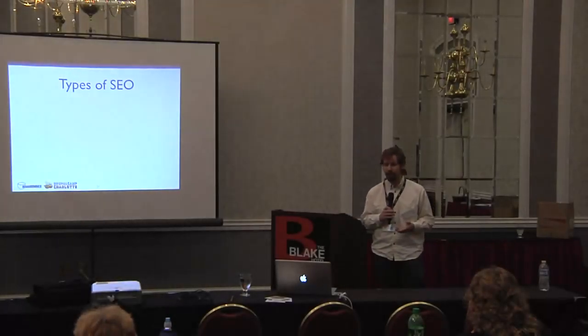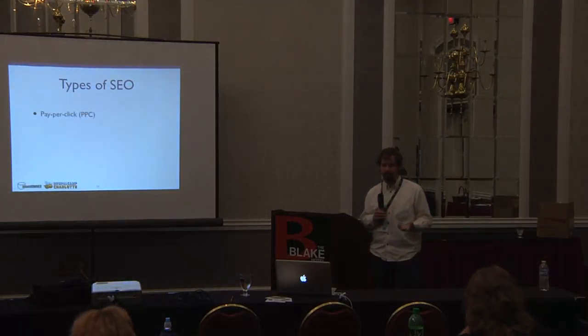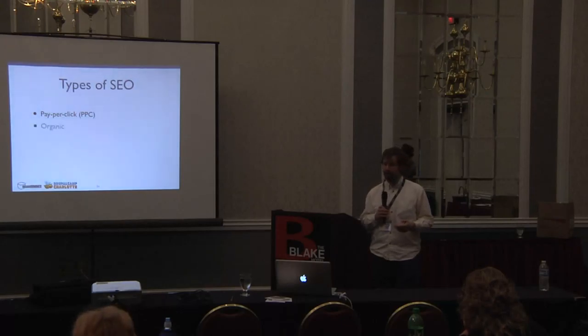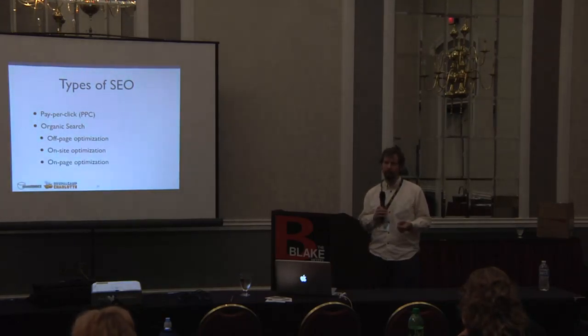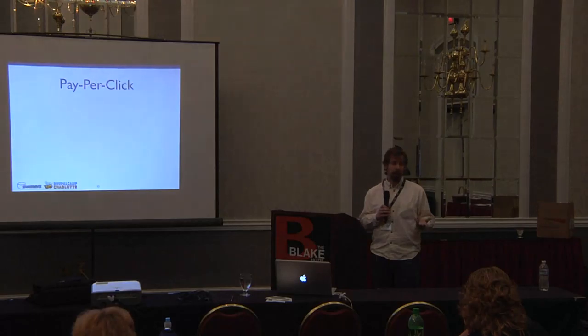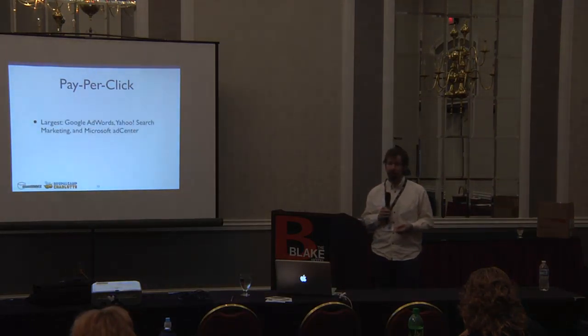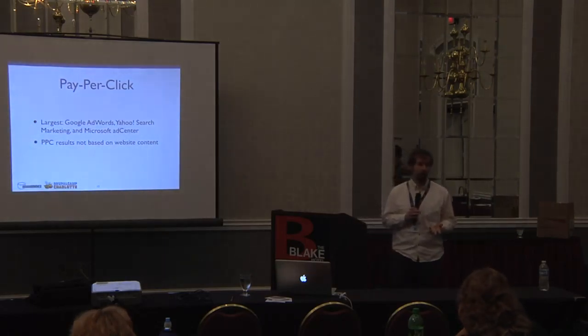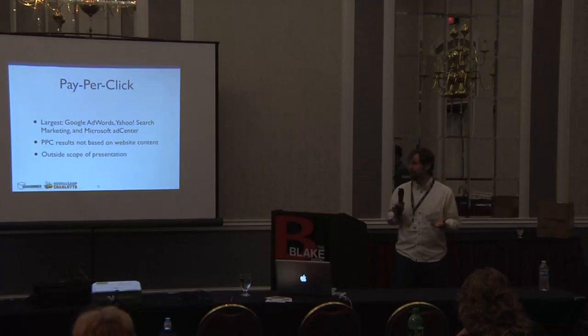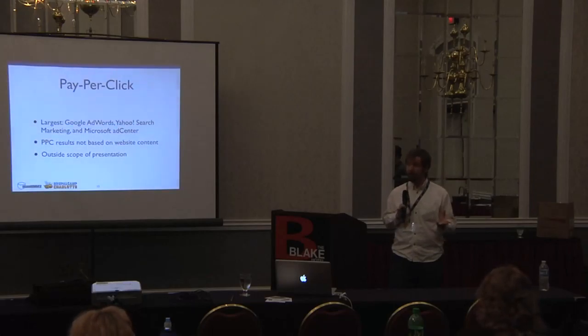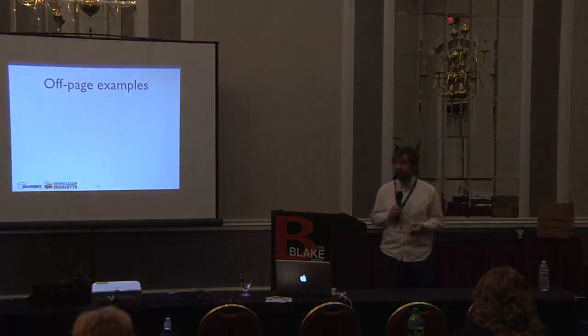So there are a couple different types of SEO. One you may be familiar with is pay-per-click. There's also organic search. With organic search, there are a lot of different things that you can control: off-page optimization, on-site optimization, and on-page optimization. Pay-per-click is essentially advertising: Google AdWords, Yahoo Search Marketing, Microsoft adCenter. It's not really based on your website content, so not really relevant to exactly how you set your website up. We're not going to cover that a whole lot, but it is a way to drive traffic to your site, so you should at least keep it in mind.